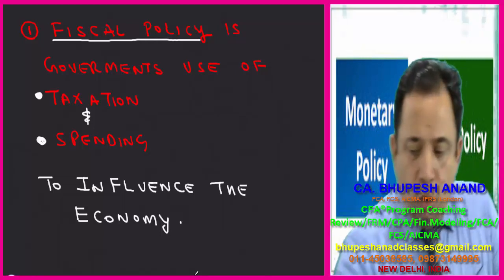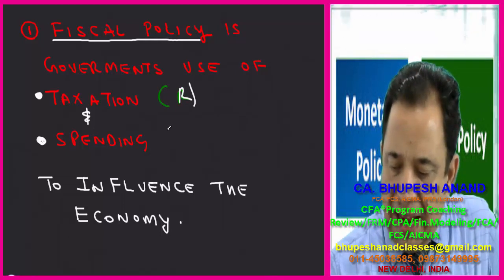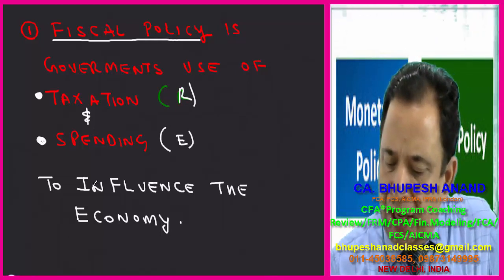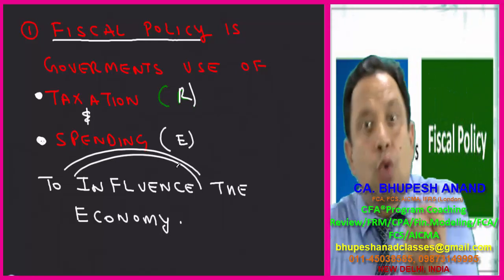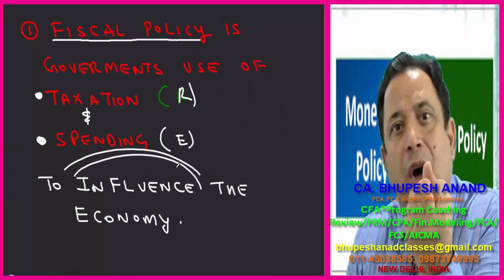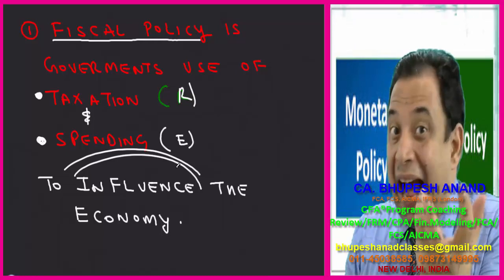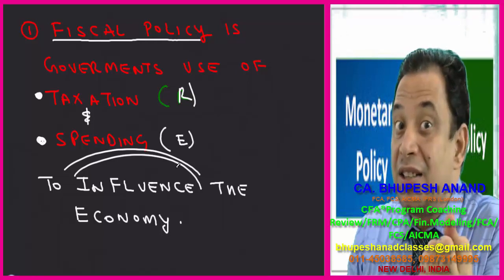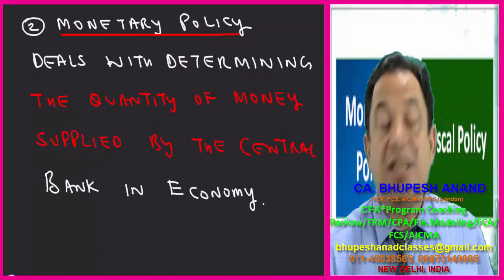I will say, use of revenue and expenditure to influence the economy. It means to have economic growth and to control the key indicators of that economy. We have to do expenditure, we have to collect the tax. If you think as a government, then this concept will be clearer to you. That is named fiscal policy.